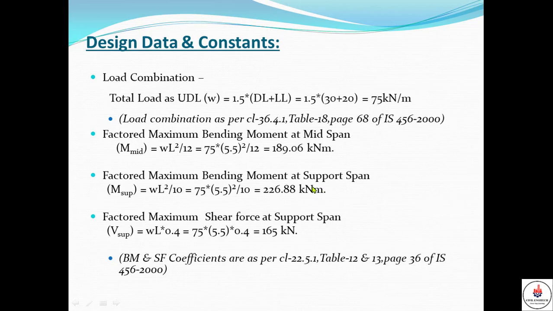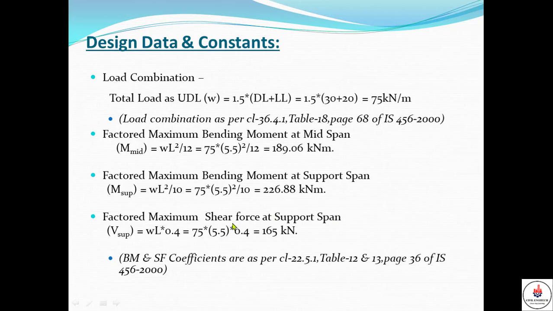But from where are we getting this 12 or 10? It is the bending moment coefficient. Actually, we are getting these values from clause 22.5.1 of table 12 of page 36 of IS 456-2000. After that we are calculating the factored maximum shear force at support. We all know that the maximum shear force acts at the support section.